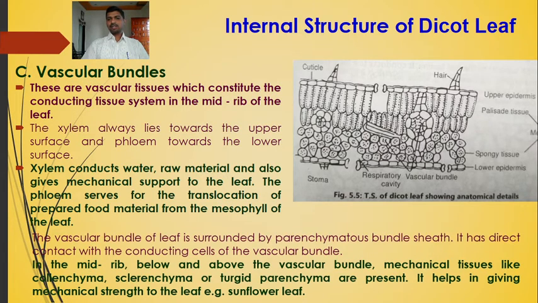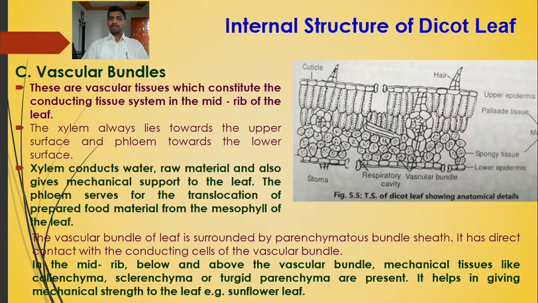The vascular bundle of the leaf is surrounded by a parenchymatous bundle sheath. Here each vascular bundle is covered by a parenchymatous sheath. The sheath is present around the vascular bundle, so it is called the bundle sheath, which is parenchymatous. Here in this diagram we can see the two vascular bundles, and each vascular bundle is covered individually by a parenchymatous bundle sheath. It has direct contact with the surrounding cells of the vascular bundle.